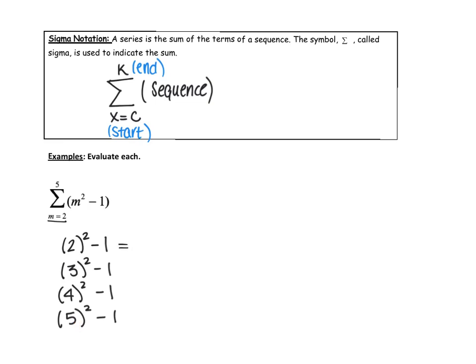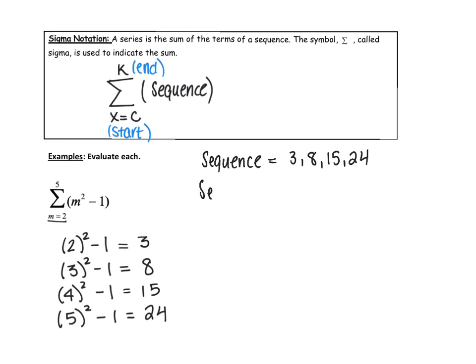So 2 squared minus 1 is 3. 3 squared minus 1 is 8. 4 squared minus 1 is 15. And 5 squared minus 1 is 24. So these values 3, 8, 15, and 24 represent our sequence. So the sequence is 3, 8, 15, and 24.